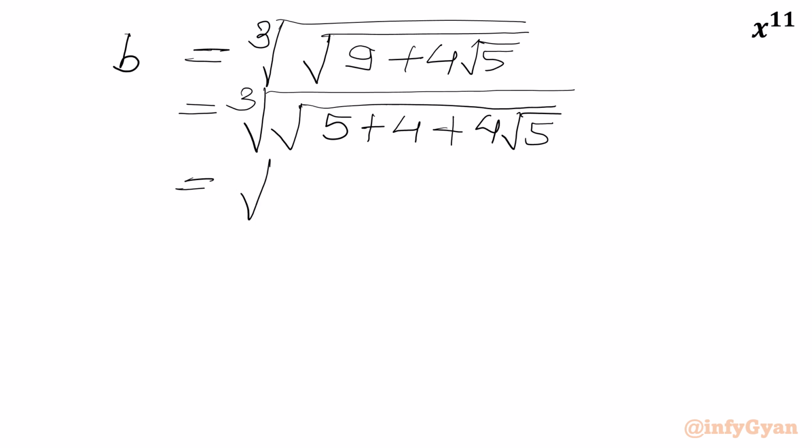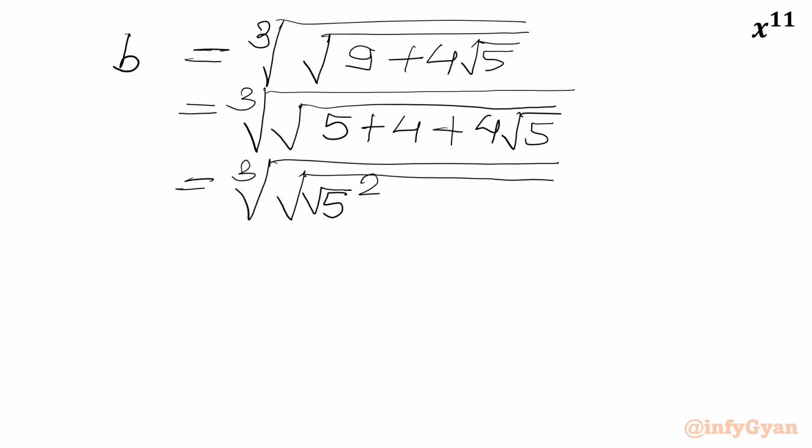Again we can write cube root of square root of 5 can be written as square root 5 whole square. 4 can be written as 2 whole square. And then we can write 4 root 5 as 2 times root 5 times 2. So here we have one algebraic formula.